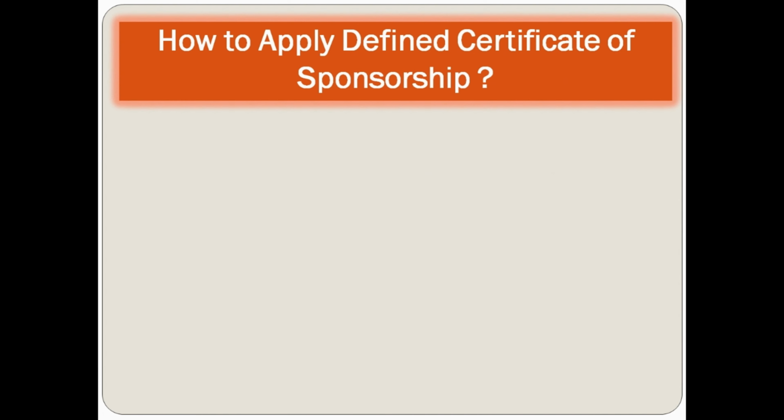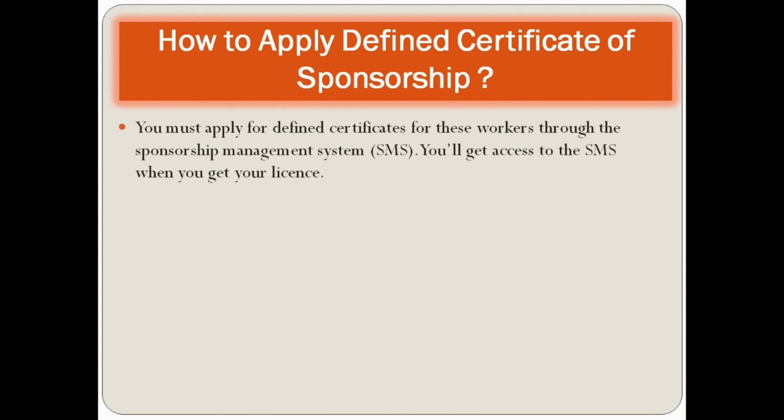How to apply for a defined certificate of sponsorship? You must apply for a defined certificate for these workers through the sponsorship management system, which we have discussed earlier. You will get access to that SMS system when you get your license. So once you apply for the license, on the SMS system which we have shown, you will log in and add the employee for the certificate of sponsorship.